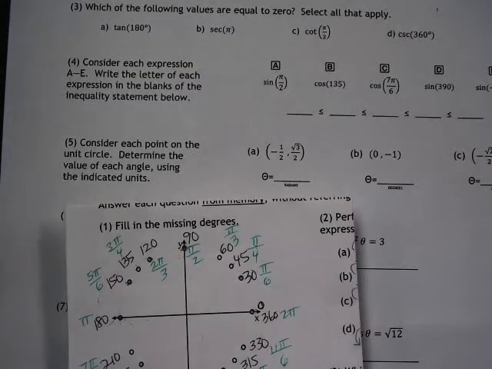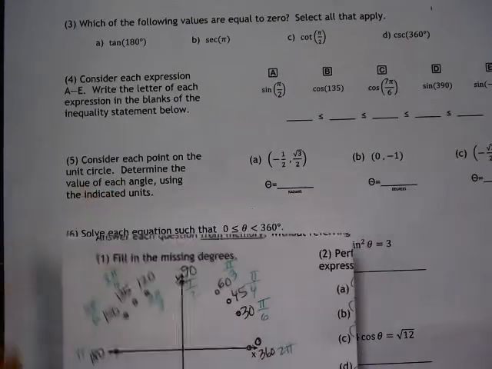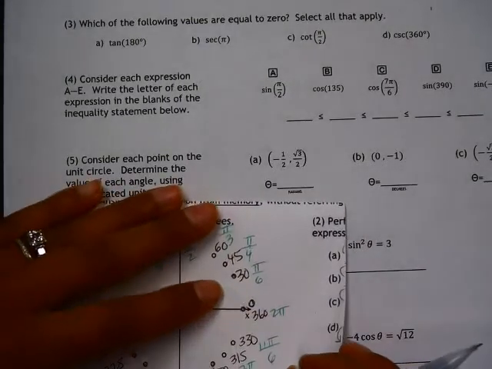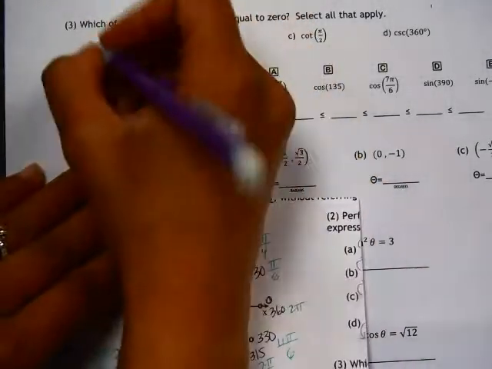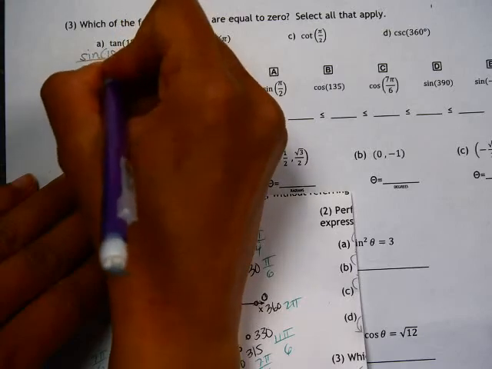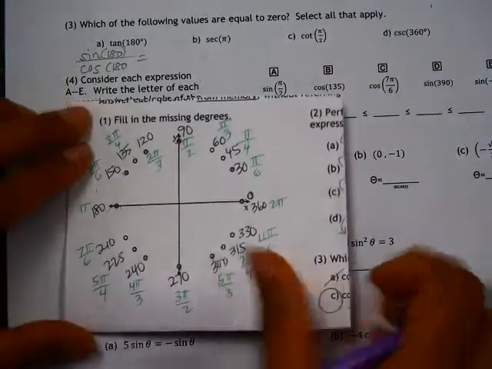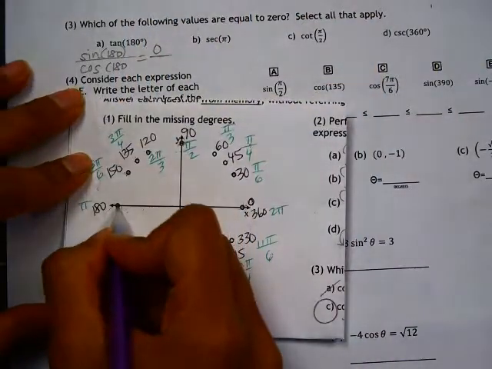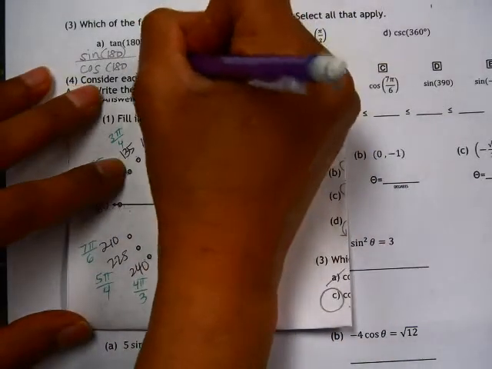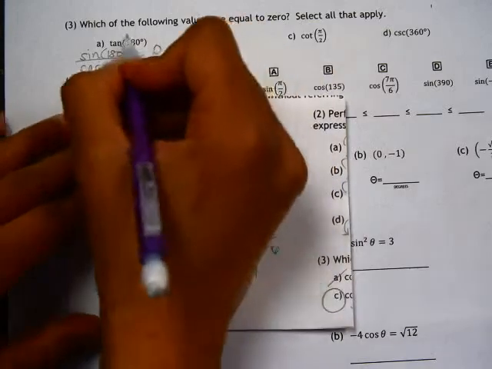In this video we're going to look at 3 through 5, which are all finding exact values of the 6 trig functions. So tangent is equivalent to sine over cosine of 180 degrees. Sine of 180 degrees is 0. Cosine of 180 degrees is -1. And we're trying to find all the values that are equal to 0. This is equal to 0.